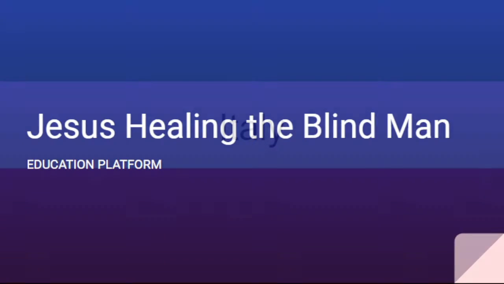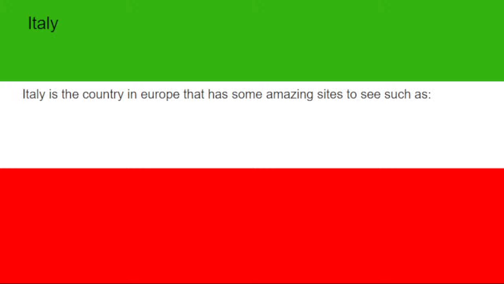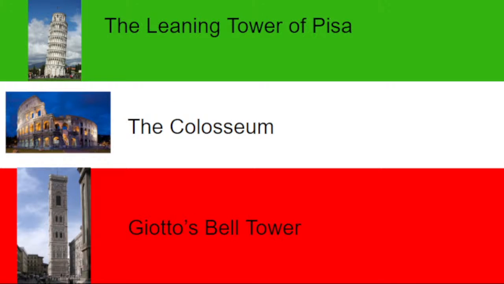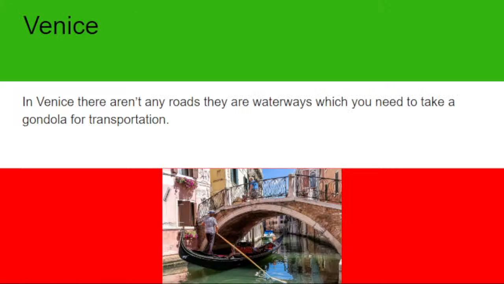Next, I'm going to be telling you about Italy. Italy is the country in Europe that has amazing sights to see, such as in the cities of Rome, Venice, Florence, Naples, Pompeii, Pisa, and Verona: the Leaning Tower of Pisa, the Colosseum, and Giotto's Bell Tower. In Venice, there aren't any roads. There are waterways, where you need to take a gondola for transportation.